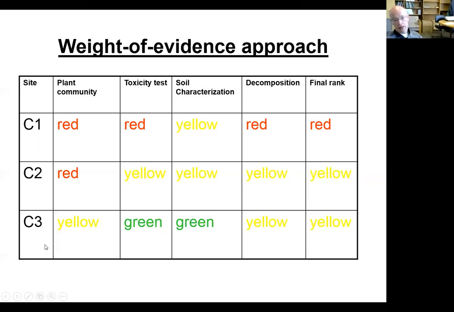Finally, C3, I think you know by now the way it's going, so plant community was yellow, toxicity and soils were green. They were no different to the reference sites. Decomposition was yellow as well. So in this case, we have 2 yellows, 2 greens. We want to be conservative though, we want to be protective of the environment, so this gets a yellow score. So in this case, we have 1 severely impaired site and 2 moderately impaired sites, even though in some aspects there was no impairment. Again, a risk assessment has to be protective.